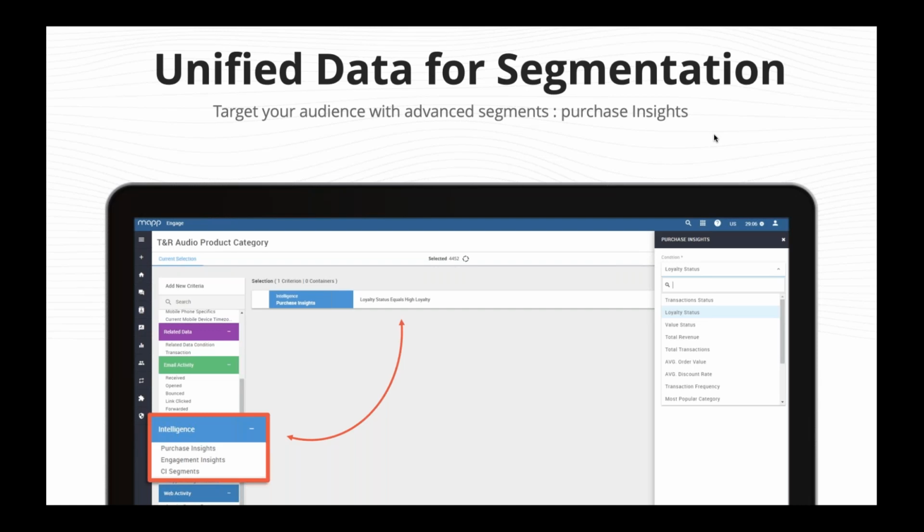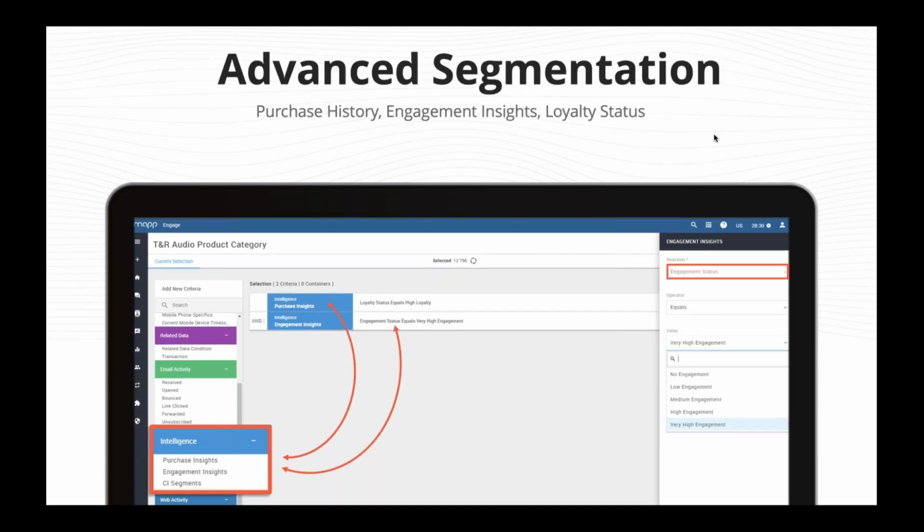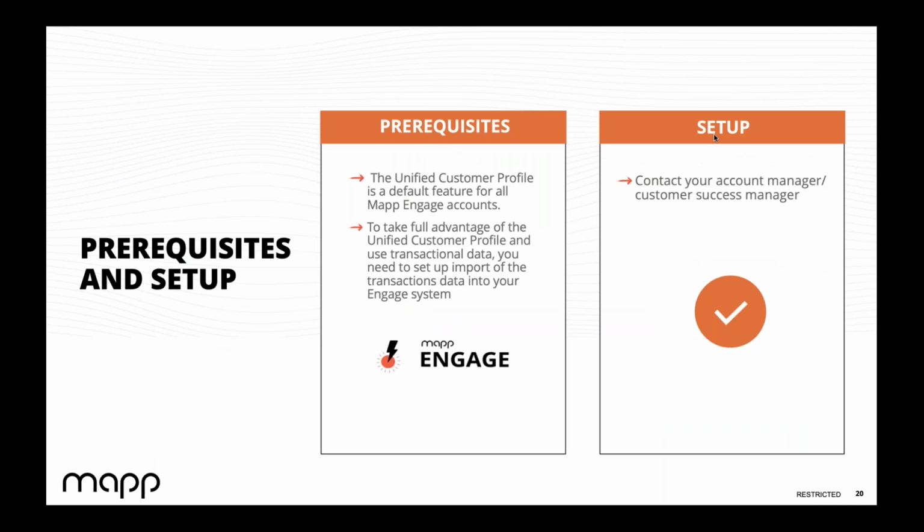And as you will see on this slide and on the next one, we've therefore added the possibility for you to leverage these insights in the segmentation builder. For example, you can segment on loyalty status or customer lifecycle value, just to name a few. Yeah. So on the next slide for the prerequisites, this is going to be a feature that will be available by default for all customers. But in terms of setup, please work with your account or customer success manager to set up the data feeds from your other marketing applications to the transactions table in Mapp Cloud.